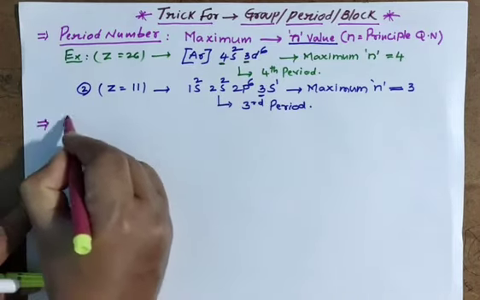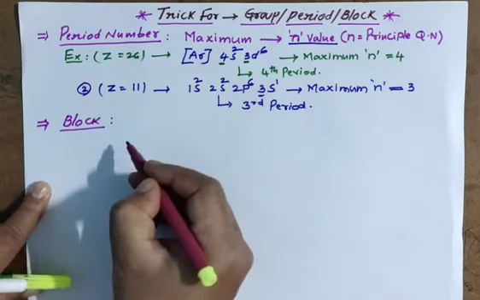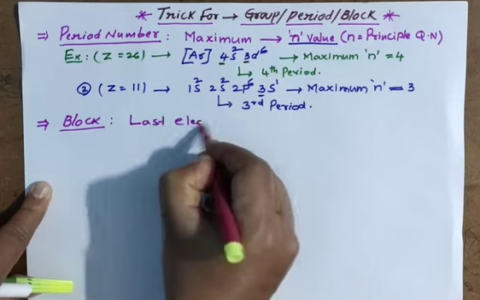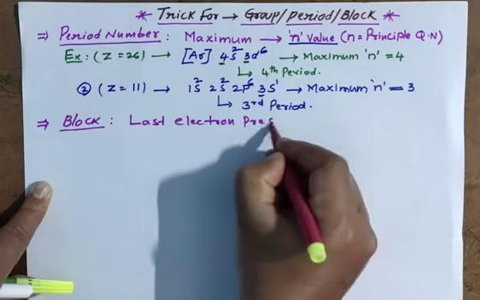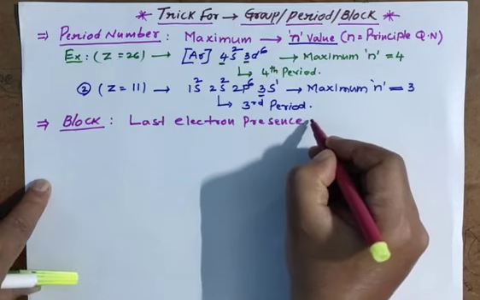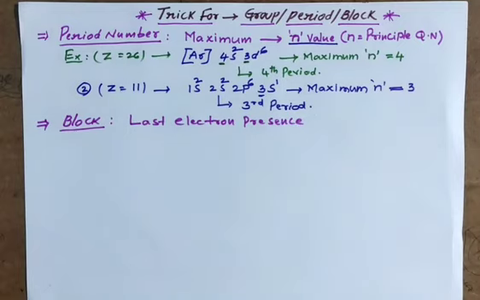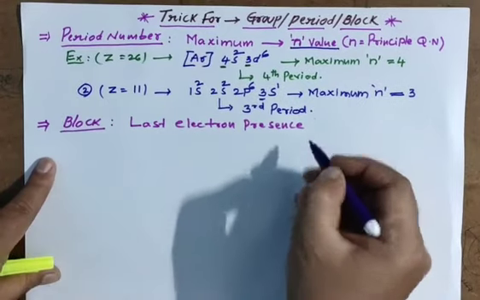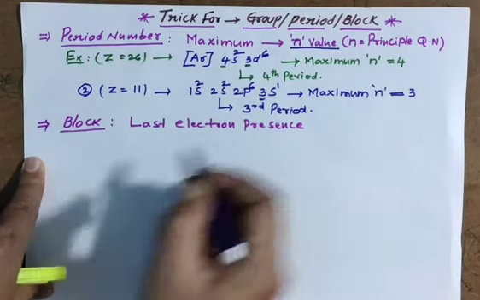I am taking block. So how to predict the block? Very easy. Look at the last electron's presence. Last electron means the valence shell's last electron. The last electron's presence is the block. If the last electron is in s block, p block, d block, f block.